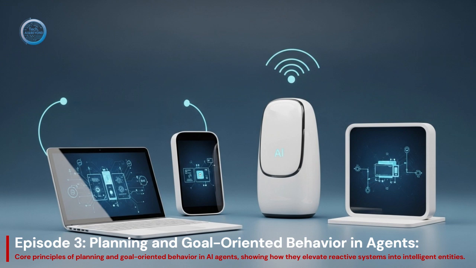In our last deep dive, we looked at intelligent agent architectures, sort of the blueprints for AI agents. That's right. Today, we're building right on top of that. We're exploring something absolutely fundamental to how AI actually does things in the world. We're diving into planning and goal-oriented behavior of Agentic AI.